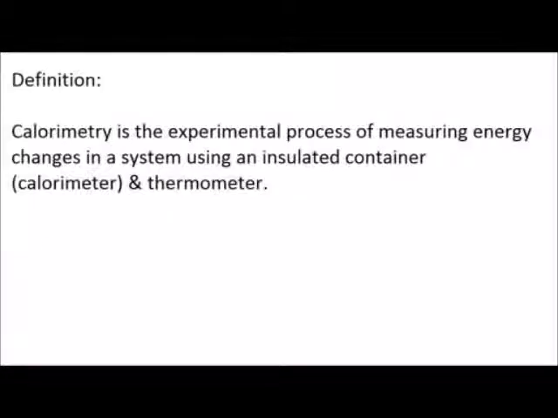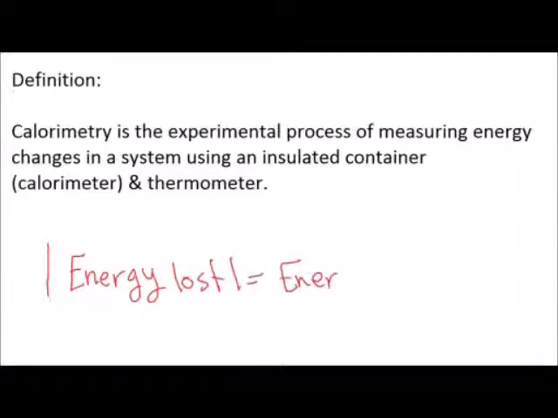Let's begin with a simple definition. What is calorimetry? Calorimetry is the experimental process of measuring energy changes in a system using an insulated container and a thermometer. When using a calorimeter, we rely on one main principle. In an isolated system, the energy lost by one substance must equal the energy gained by another.